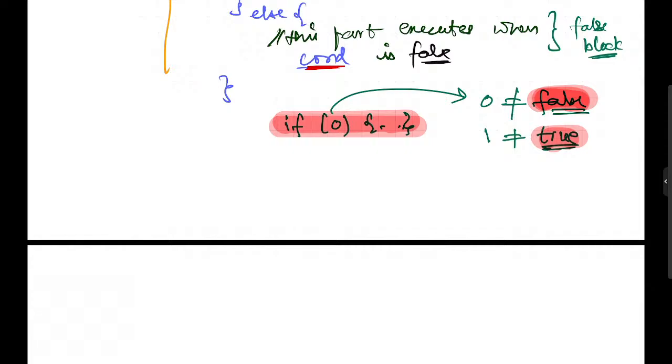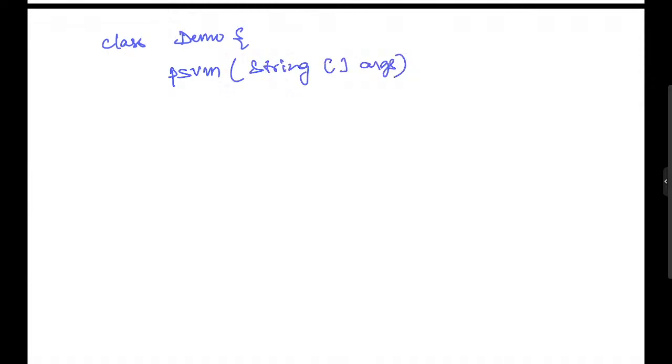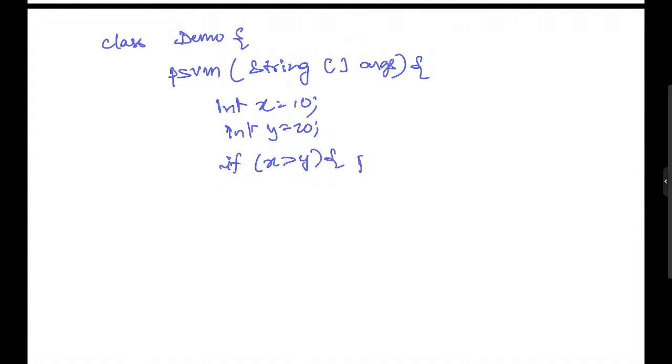So moving forward, I'll take a very small example. We will write a small class called Demo. In this class, we have public static void main with String args, and then int x equal to 10 and int y equal to 20. Now, if x is greater than y, we are going to print with s out.